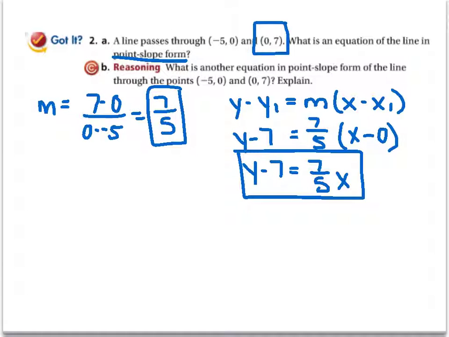Wait, don't you have to get y by itself? Usually you do, but this one says in point-slope form. Since it's asking for point-slope form, you stay right there. Slope-intercept form is when you have y by itself. Oh wait, never mind.